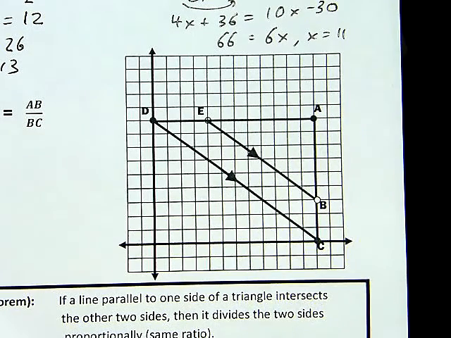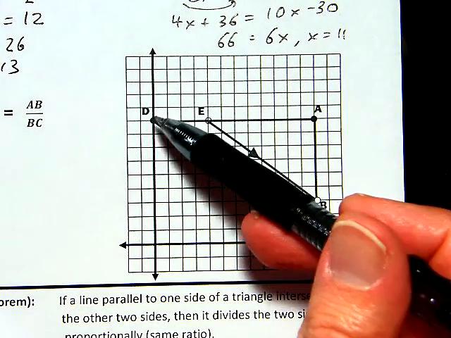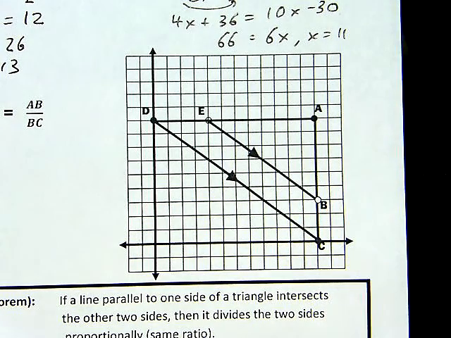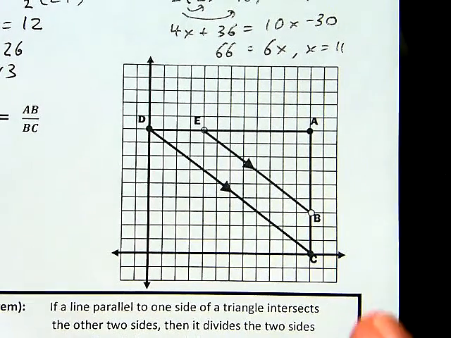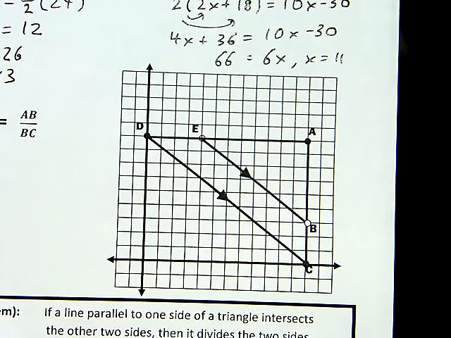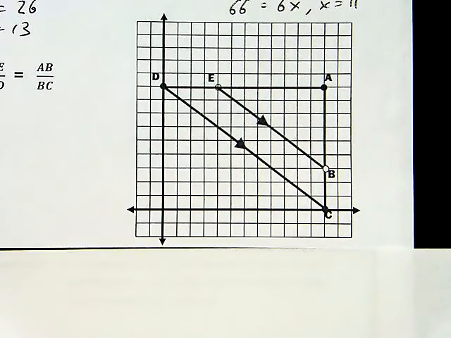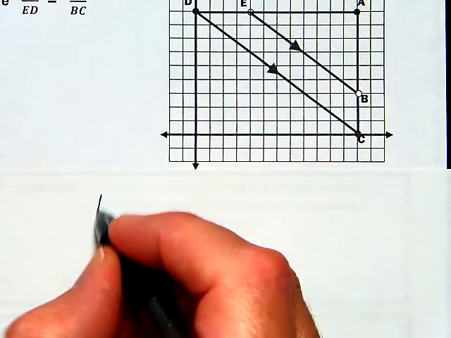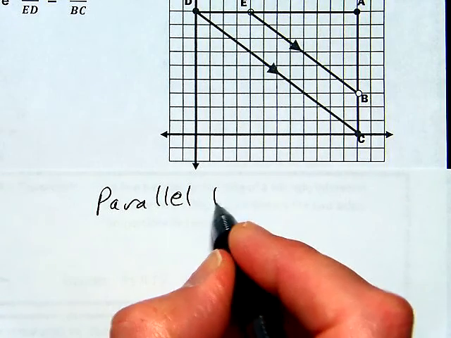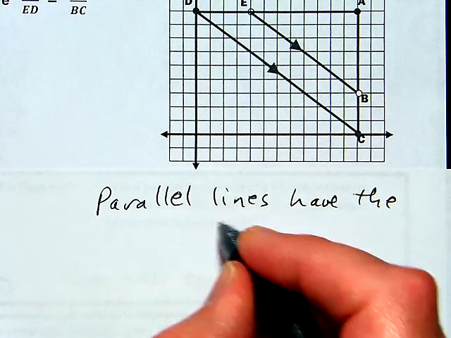So let's take a look first at what's happening here. So we've got EB parallel to DC. We're told they're parallel. How do we know that they're parallel? In other words, they look parallel. But how on this coordinate axis can we confirm that these lines are parallel? Well, I hope you remember, this is also something I think you learned in Algebra 1, that parallel lines on coordinate axes have the same slope.